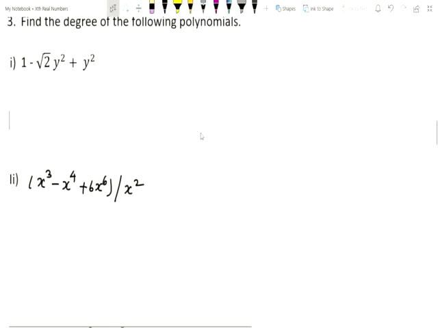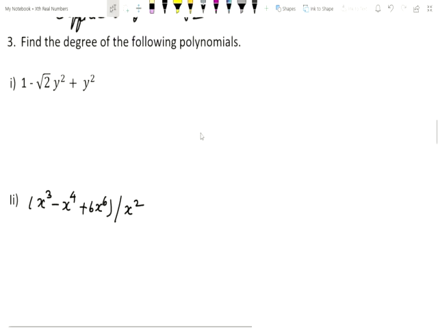Find the degree of the following polynomials. What do you want to find? Degree. What is degree, children? Degree is the highest power of the variable. Highest power of the variable is called the degree of the polynomial. First, we have to see the highest power.